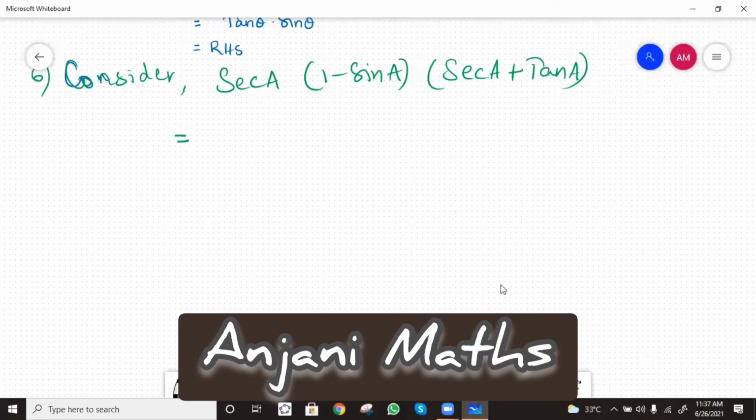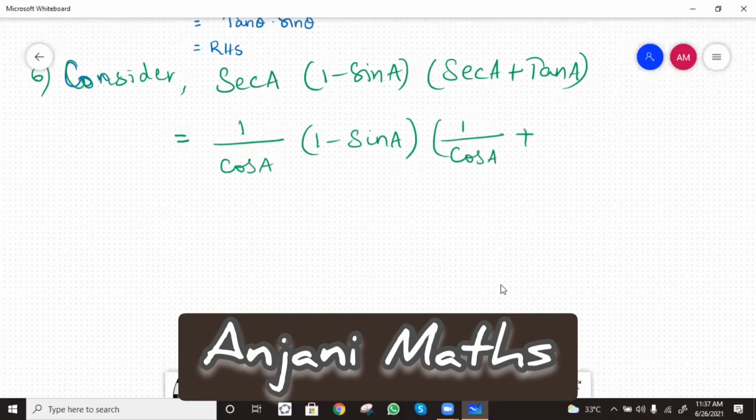The better way to do such problems is to convert each and every trigonometric ratio in terms of sine and cos. What is secant A? It's nothing but 1 by cos A. We keep 1 minus sin A as it is. What is secant A? 1 by cos A. What is tan A? Sin A by cos A. So that is equal to 1 by cos A into 1 minus sin A.